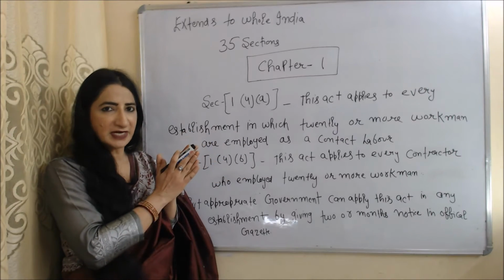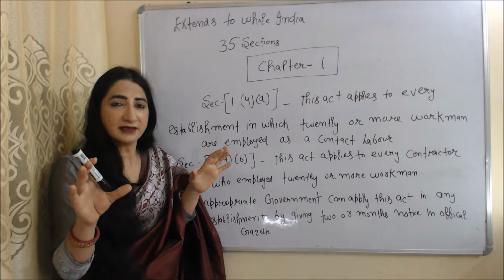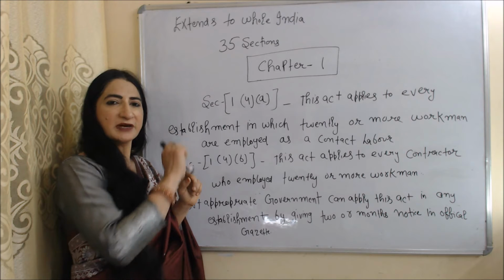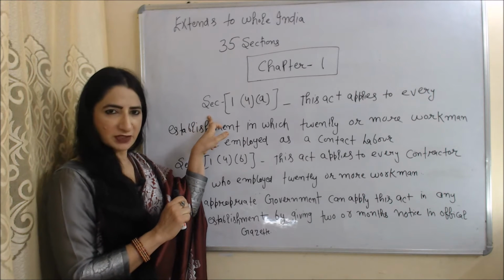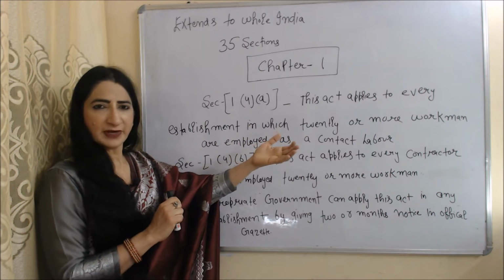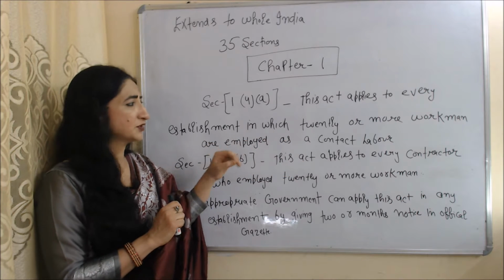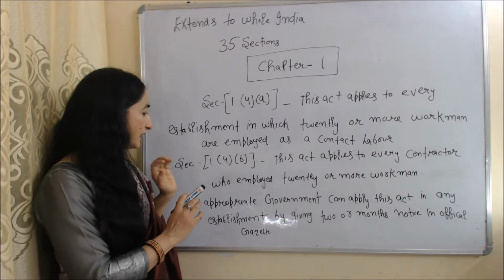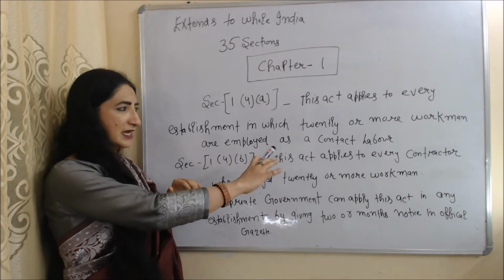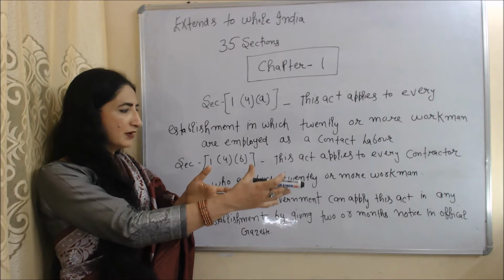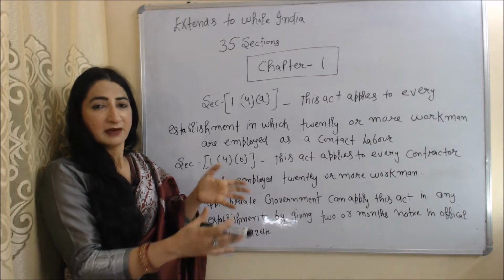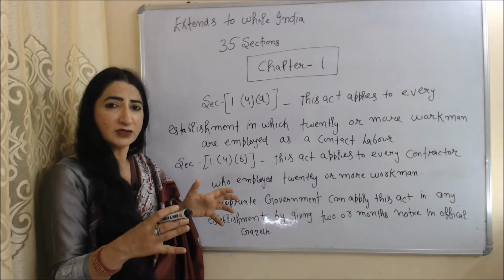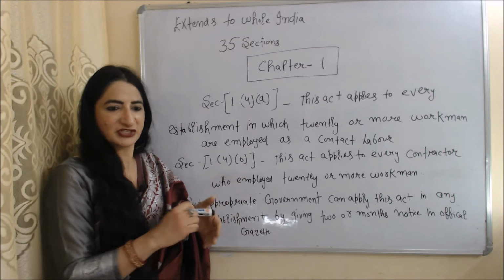This act extends to the whole of India, and this act consists of a total of 35 sections. Firstly, we are going to talk about chapter 1. According to section 14A, this act applies to every establishment in which 20 or more workmen are employed as contract labor. And according to section 14B, this act applies to every contractor who employs 20 or more workmen. But the appropriate government can apply this act to any establishment by giving 2-month notice in the official gazette.